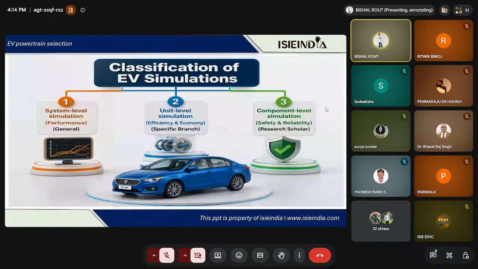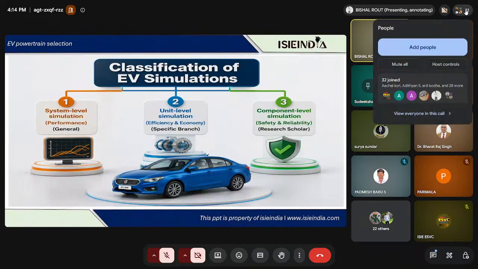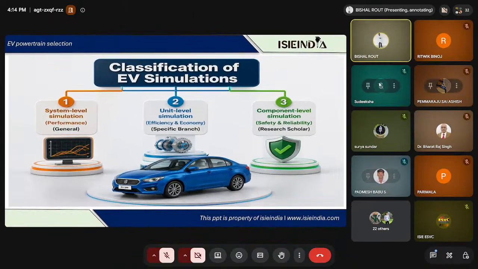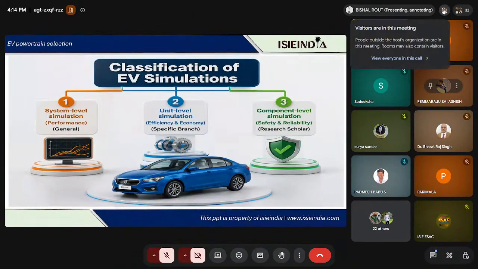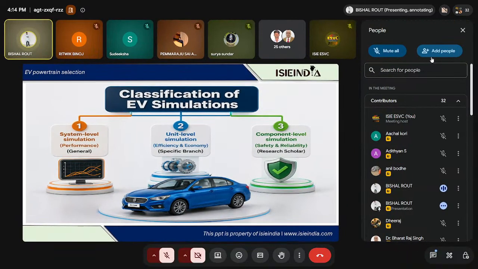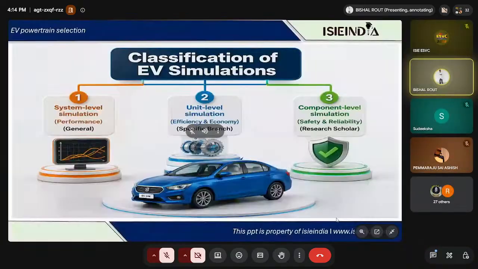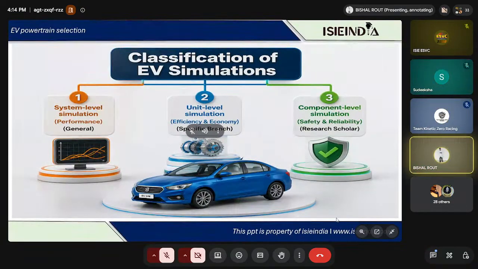Then we go to the component level simulation. This is the third level, which goes much deeper. Here, individual components are analyzed with high physical fidelity, right? Depending upon the engineering discipline, they can involve electromagnetic, thermal, mechanical, structural, semiconductor, even electrochemical components, and even CFD models, right?